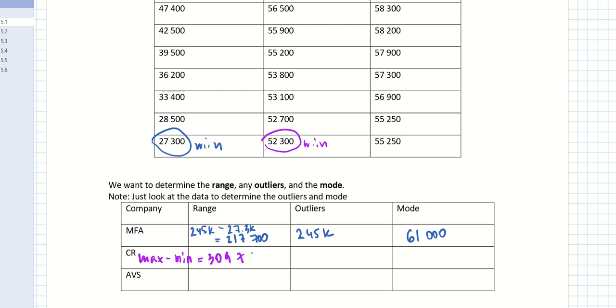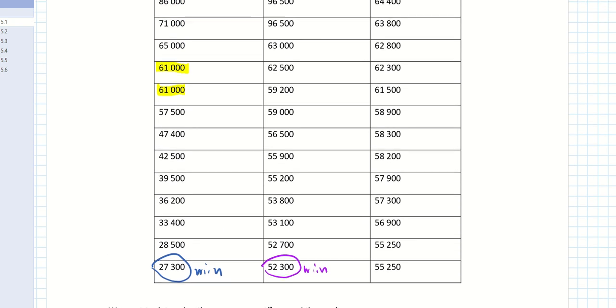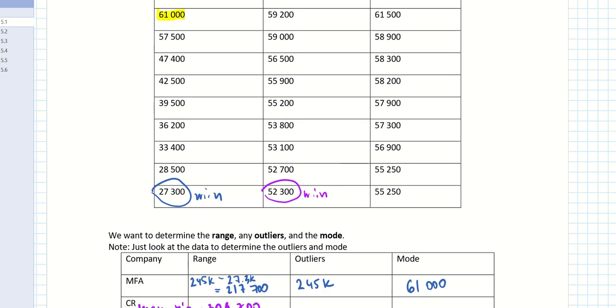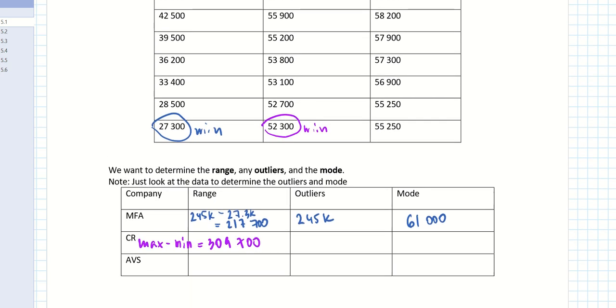So again, you can look at the numbers in the table and fill in the answers if you're going to do this by hand. Now, as far as the outliers go, we see that it starts at around 50,000 and goes up to 90,000, almost 100. And then we have this maximum of 362. So definitely the outlier is going to be the biggest number here. Perhaps it's the owner or the CEO of the company, but the 362,000 is definitely the outlier in this case.